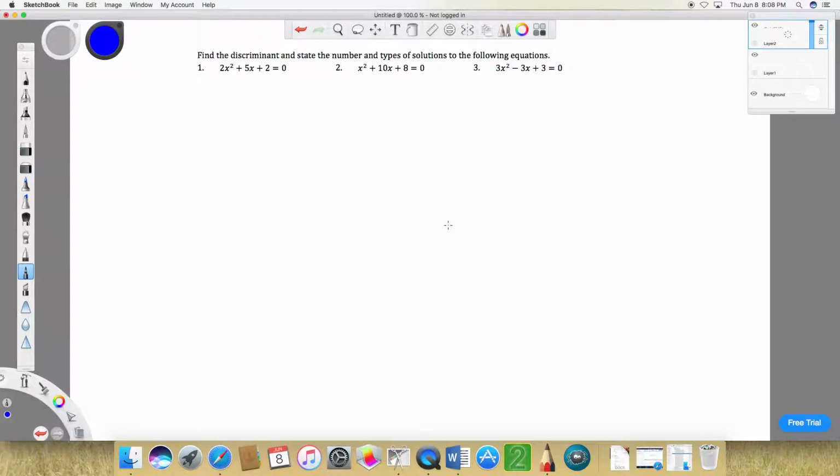All right, so I think I'm recording. Let's take a look at these three problems. They're wanting us to find the discriminant and state the number and type of the solutions to the following equations.